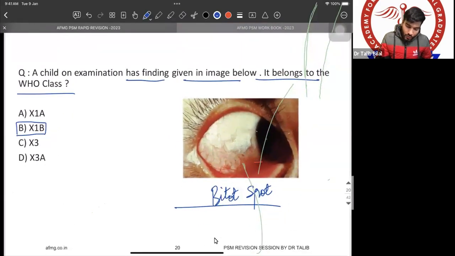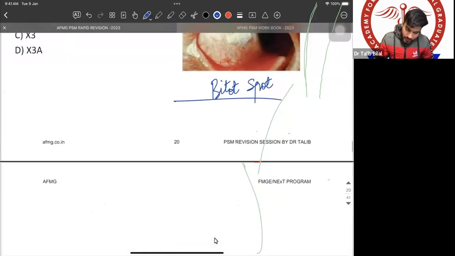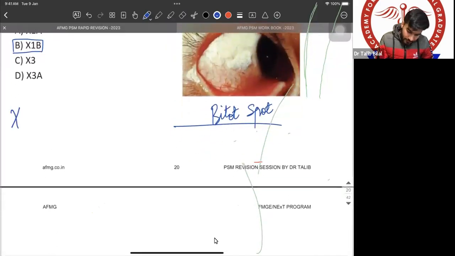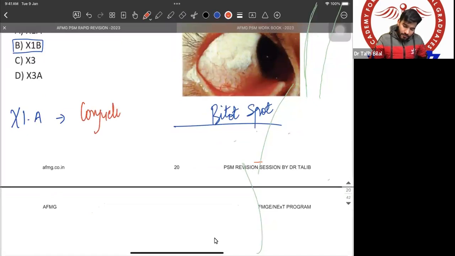Now the WHO classification for this, guys, primary signs. Let's remember these. X1A is for which sign? X1A is for conjunctival xerosis. Then X1B is Bitot spots.